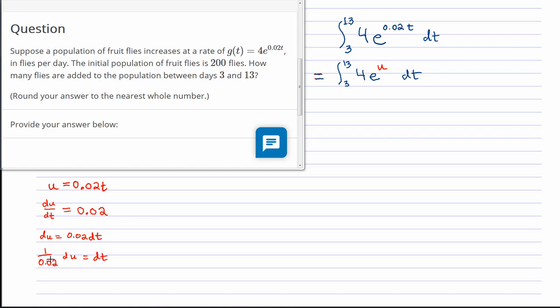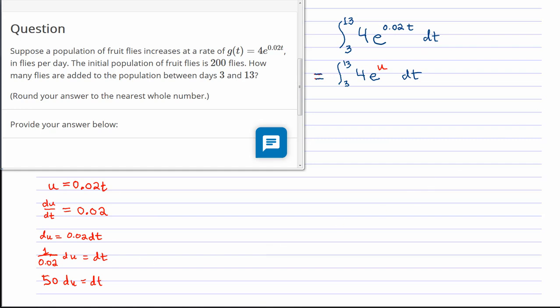And now I bet we could simplify this. Do you happen to know off the top of your head what 1 divided by 0.02 is? If you think about it, I think about this as 2 cents, and this is $1, and 2 cents goes into $1 like 50 times. So this is 50 du is equal to dt.